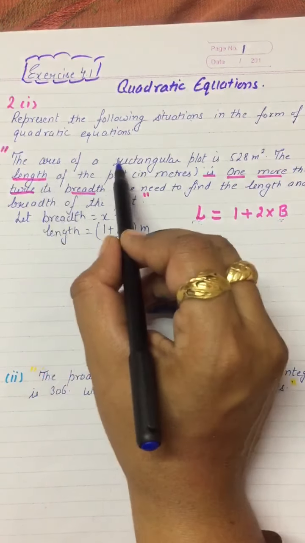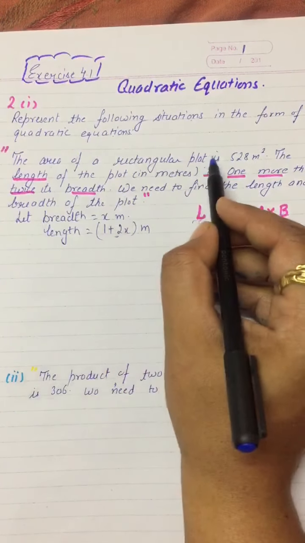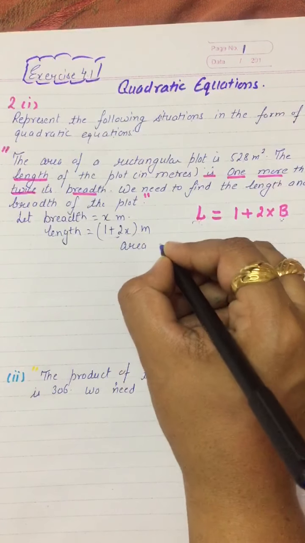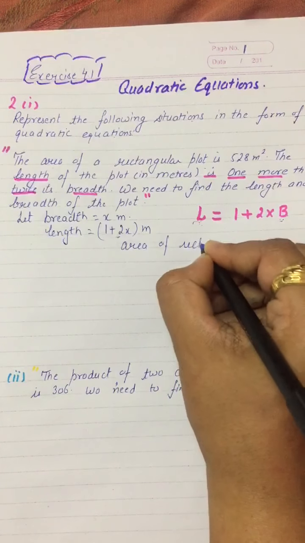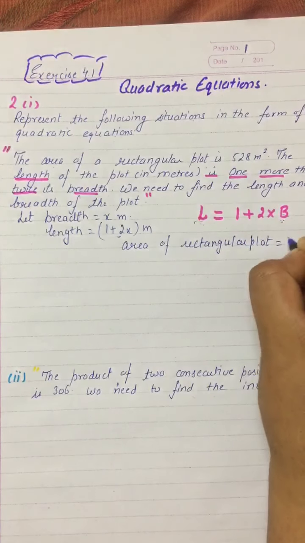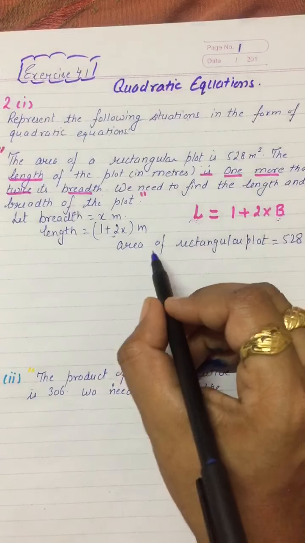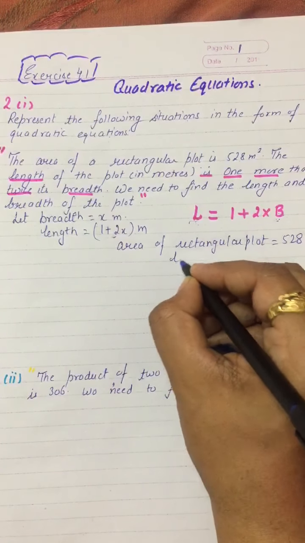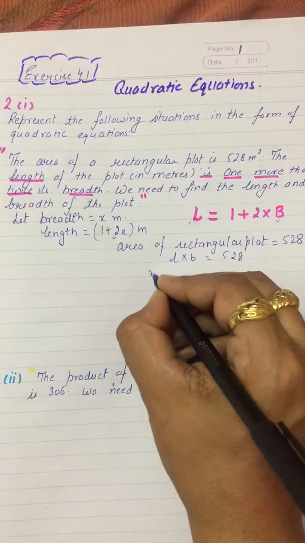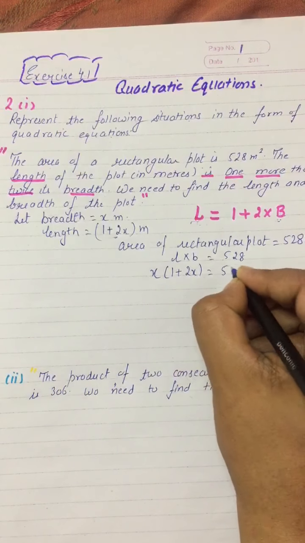So that is my assumption part, and this is the condition. First line, area of a rectangular plot. The area of a rectangular plot that is given is 528, means area is given. So I will write it here: area of rectangular plot is equal to 528. I have written whatever the given things. So now what is the area? Area will be L into B is equal to 528. So what is L? L is 1 plus 2x, and what is B? x. So (1 plus 2x) into x is equal to 528.